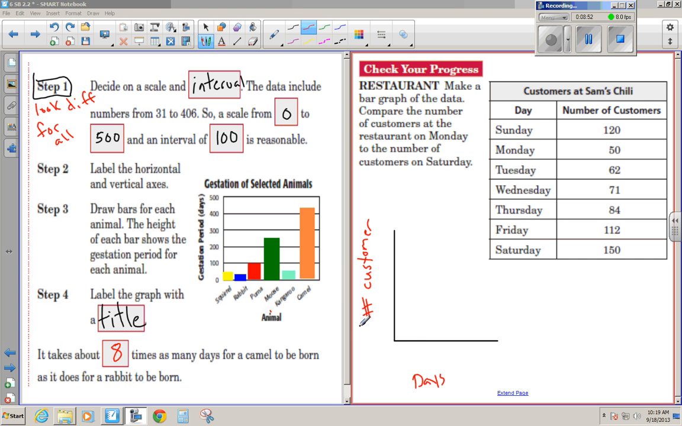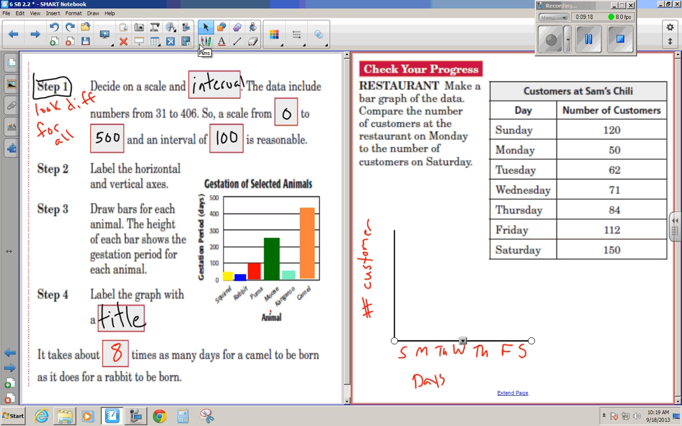All right, so I've set up part of it. The categories go here. The frequency goes there. We need to set up Sunday, Monday, Tuesday, Wednesday, Thursday, Friday, and Saturday. Okay, so you can see we've got to make this a little longer. We need to come up with some bar graphs now. So, well, let's look at the scale.